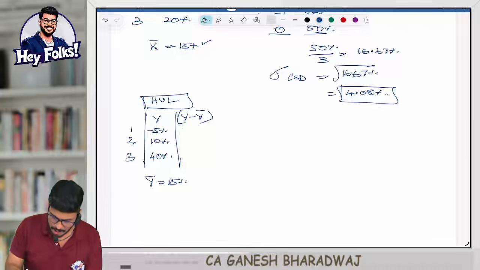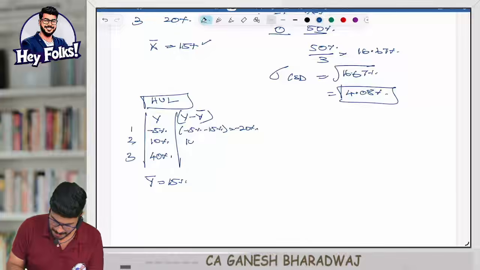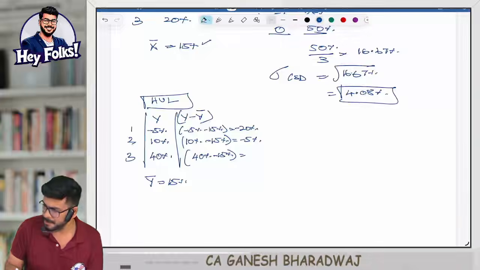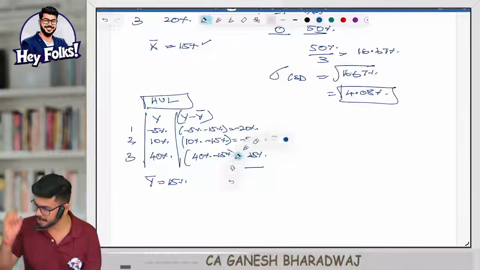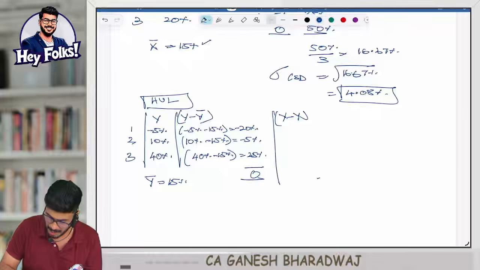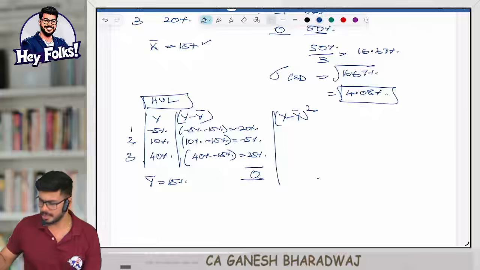Come on, do it. So it's going to be what? -5%, -15% comes out to -20%. Then 10% minus 15%, how much is that? -5%. Then 40% minus 15%, how much is that? Positive 25%, right? Now if you add up, you need not add, you already know, it will only come to 0. So now what will you do to avoid this? Standard deviation, squares. So Y minus Y bar the whole square. So 20 square.